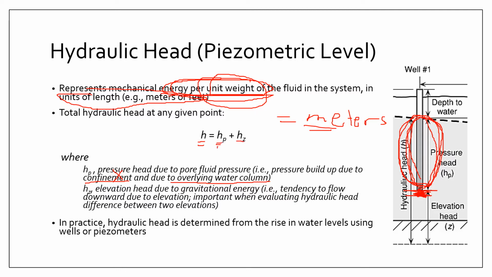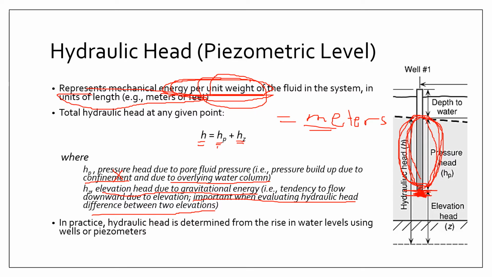We also have H sub Z, which is the elevation head due to gravitational energy. This number is only important when you are comparing two points with different elevations. Let's talk about that later, or I'll be more detailed with examples.